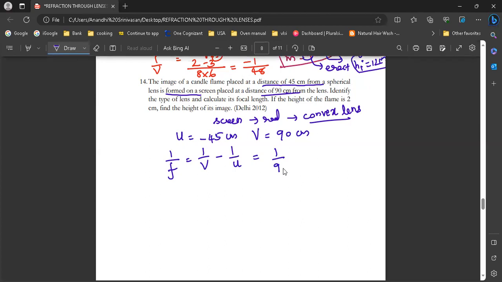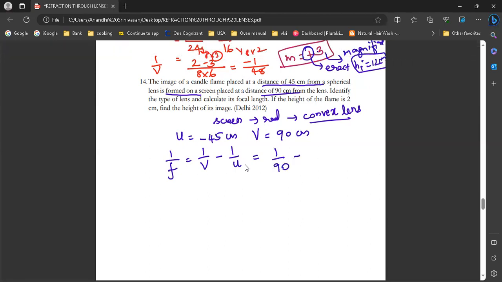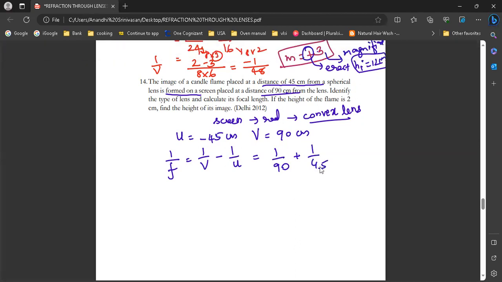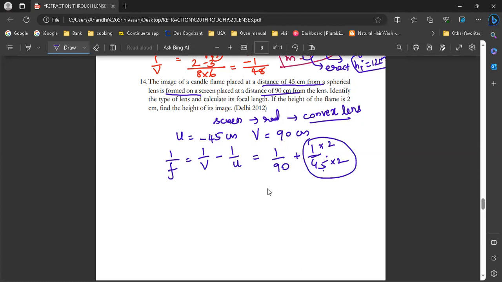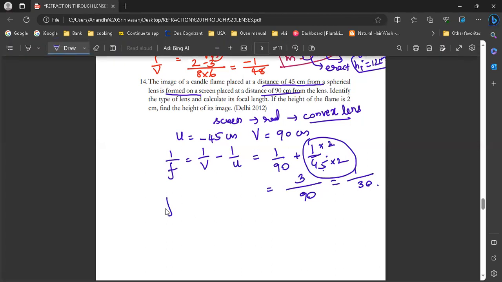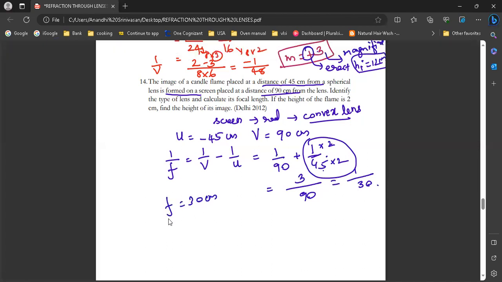1 by f equals 1 by v minus 1 by u, that is 1 by 90 minus of minus 1 by 45. The sign of u is minus, so minus becomes plus 1 by 45. Taking 90 as the common denominator, 45 times 2 is 90, so multiplying by 2 by 2: 2 ones are 2, 2 plus 1 is 3. 3 by 90, so 1 by 30. So f equals 30 centimeter. This is the focal length.